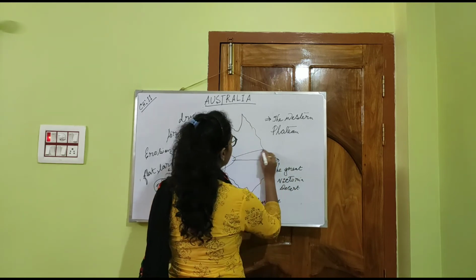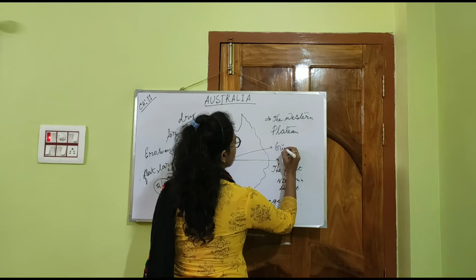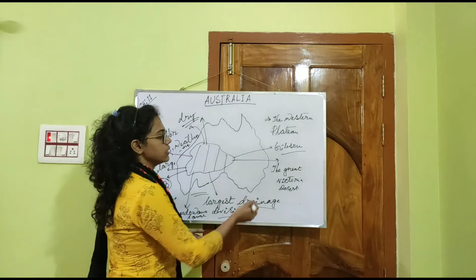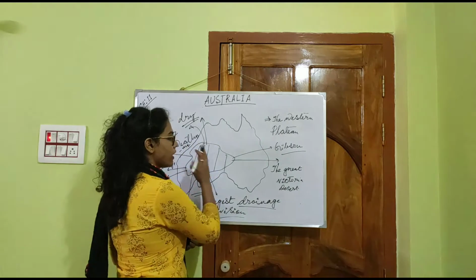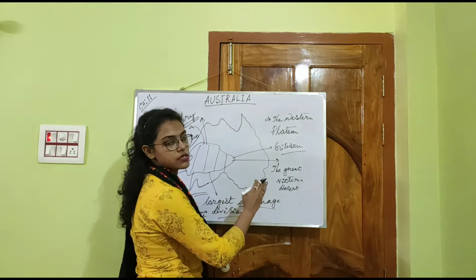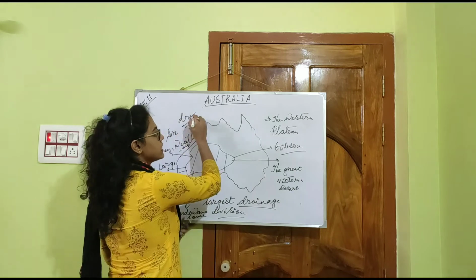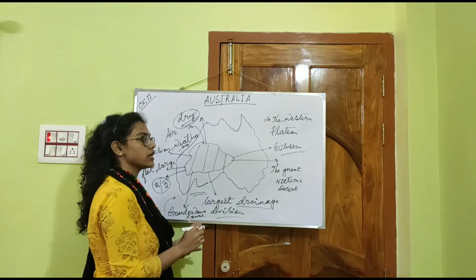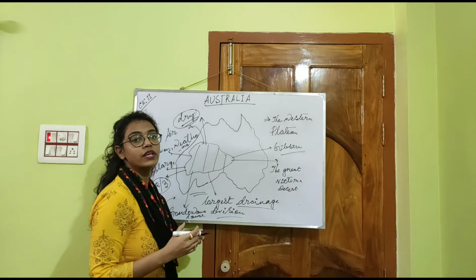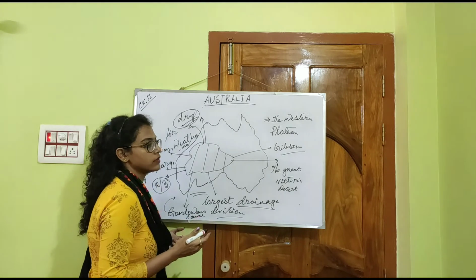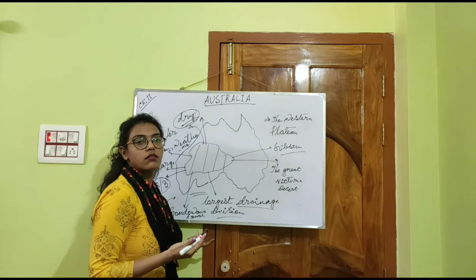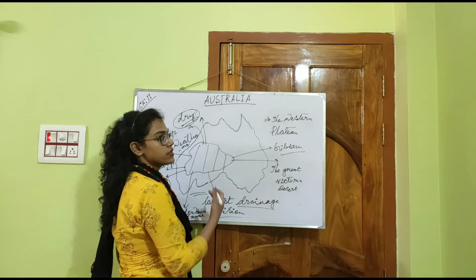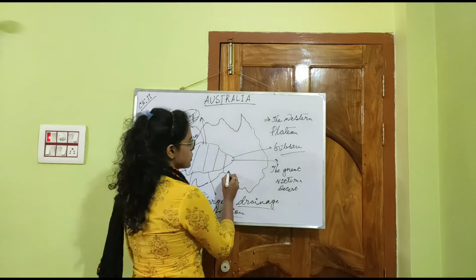Next is the Gibson. These deserts we can see are hot deserts. Why are these deserts here? Because of the dryness of the area. This is a very dry area. And this area is rich with minerals like copper, lead and nickel. With these minerals this area is enriched.